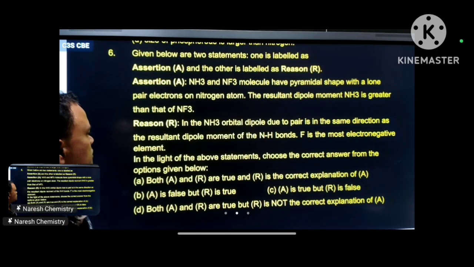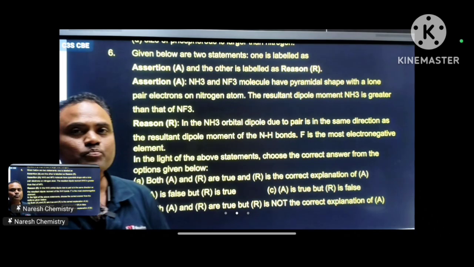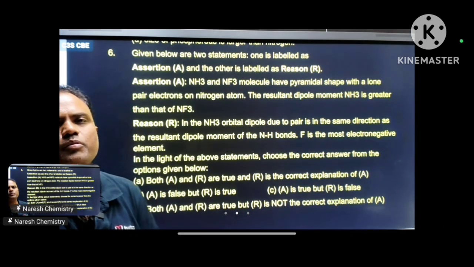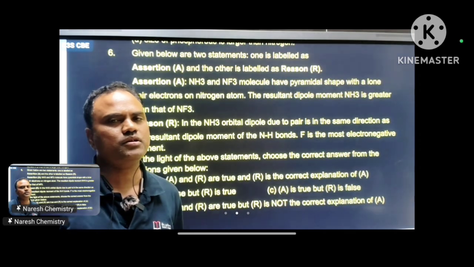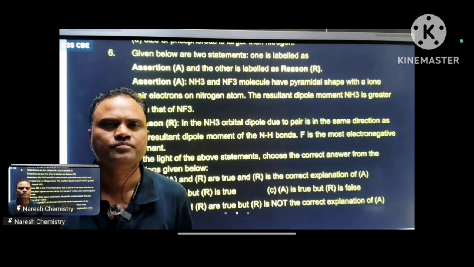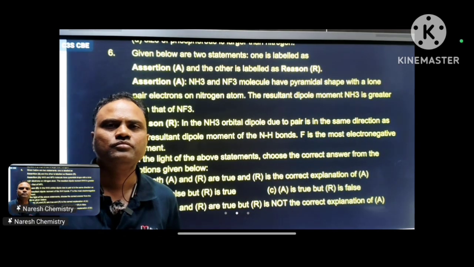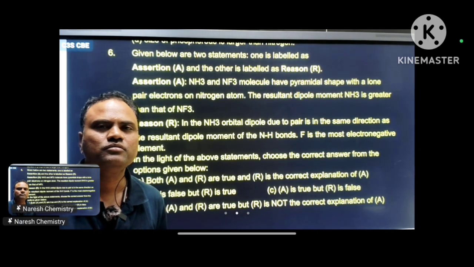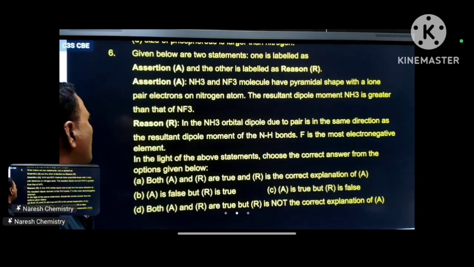Fluorine is the most electronegative element. NH3 and NF3, which is having more dipole moment? Tell me first. I explained this question, this example. Which is having more dipole moment? NH3 or NF3? NH3, because both orbital moment and bond moments are in the same direction.